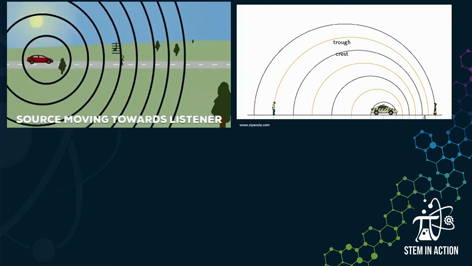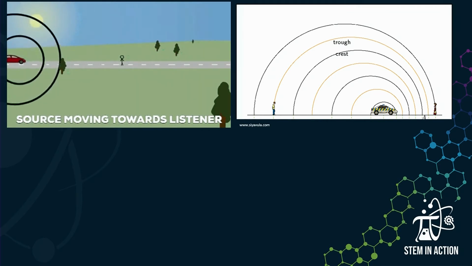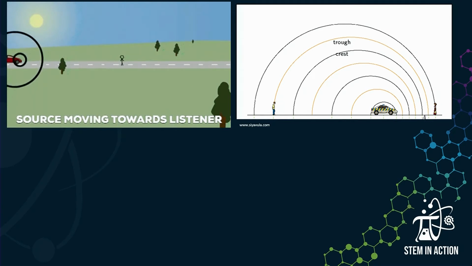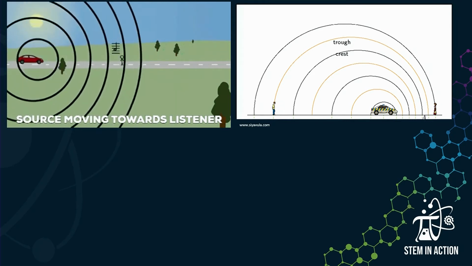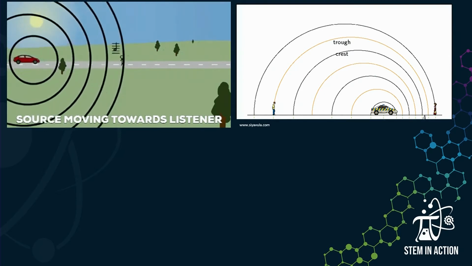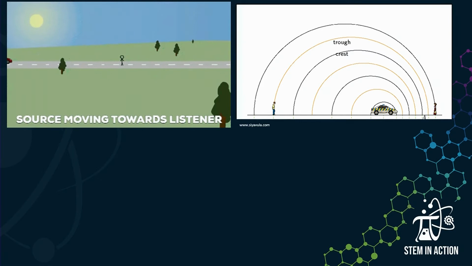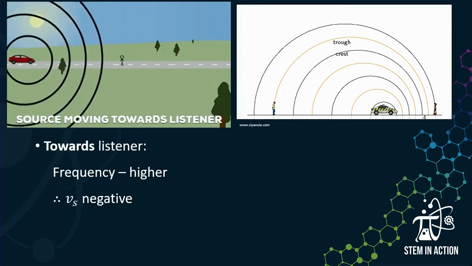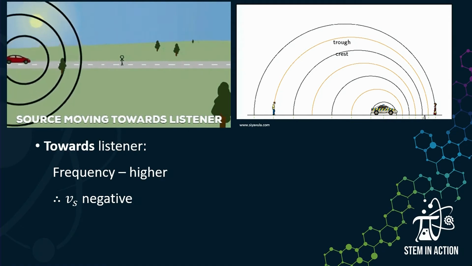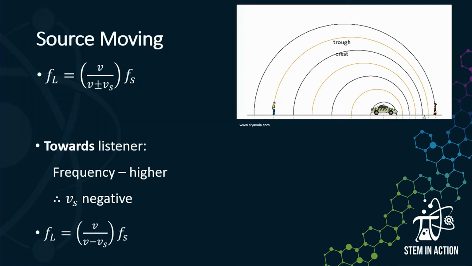Furthermore, we can have a look at if the source is moving towards the listener. As the source is emitting the waves, it is moving closer to the previous wave, and so there are more waves in a given time that are reaching the listener. Therefore, the frequency is higher. So if it is moving towards the listener, the frequency is going to be higher, and so the velocity of our source is going to get a negative in the equation. So down here, there is no longer plus or minus, we now have minus Vs.